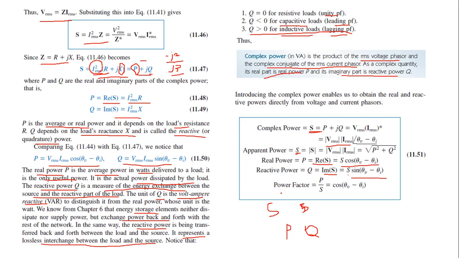Now next is power factor. We know that it is the ratio of real power to the apparent power, which is nothing but cos of theta v minus theta i.